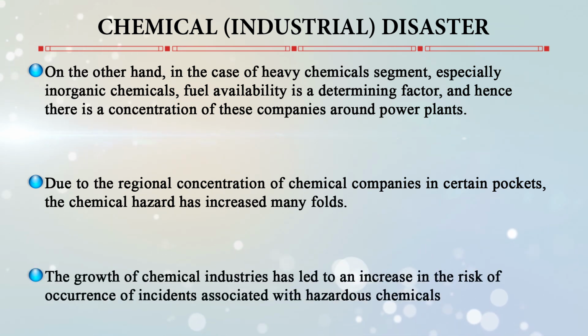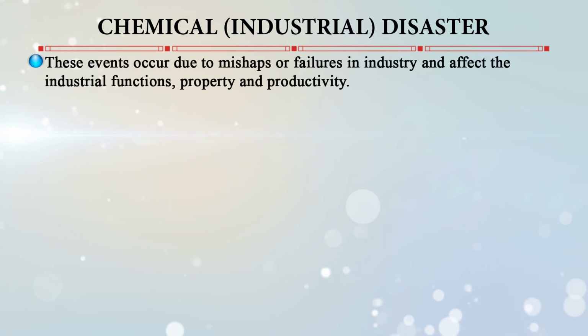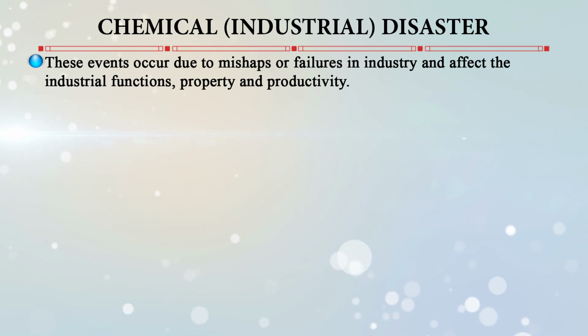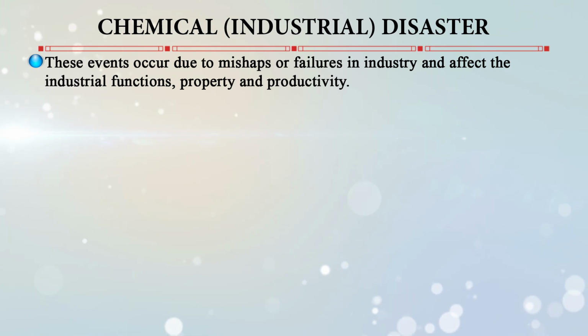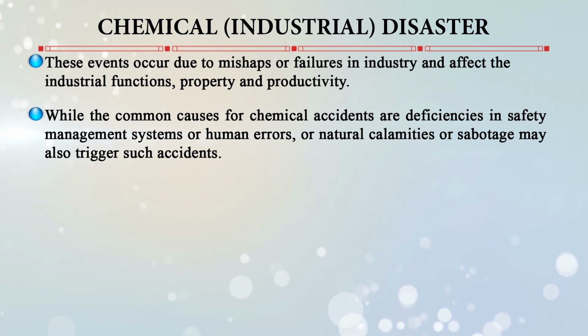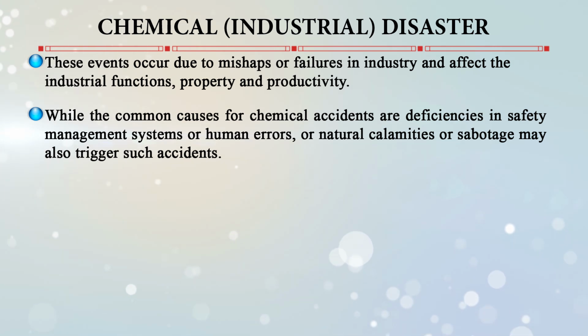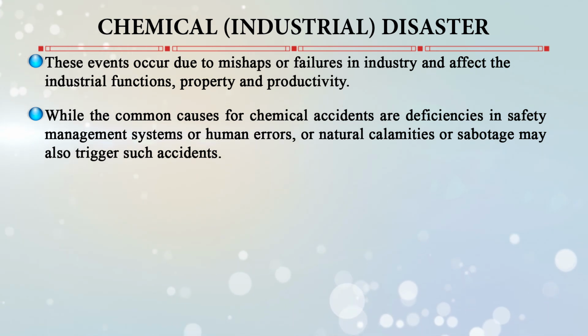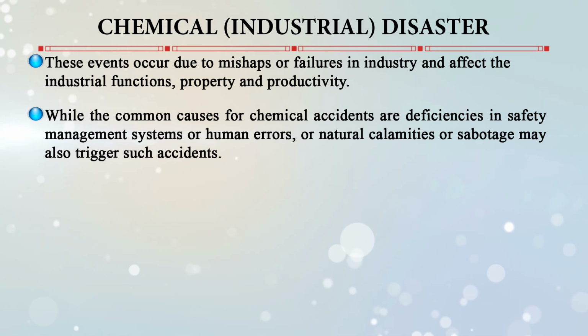The growth of chemical industries has also led to increased risk of occurrence of incidents associated with hazardous chemicals. So, these events occur due to mishaps or failures in the industry, and they affect the industrial functions, property and productivity. While the common causes for the chemical accidents are deficiencies in safety management systems or human errors, the natural calamities or sabotage may also trigger such accidents.